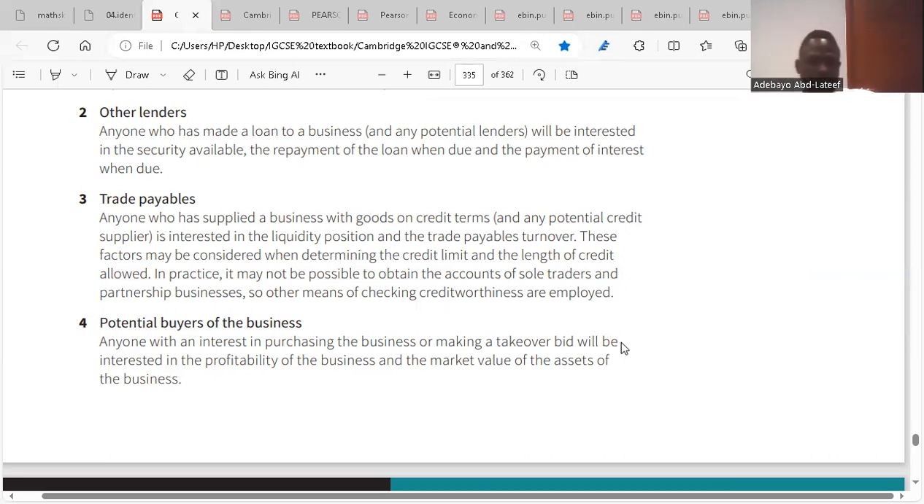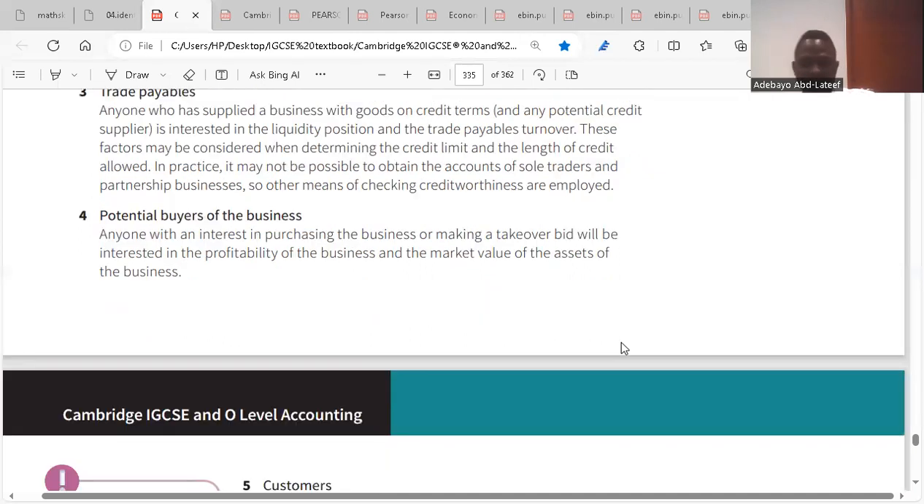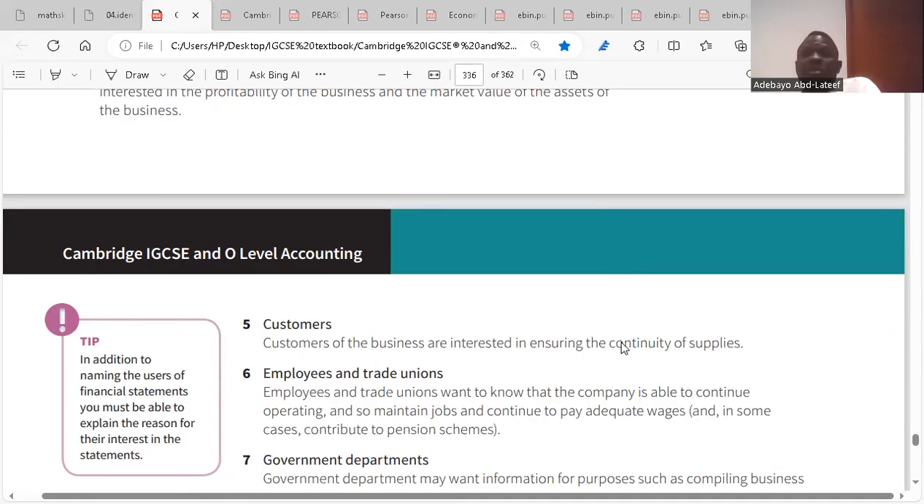Potential buyers of the business: why do they need your financial statement? Anyone with an interest in purchasing the business or making a takeover bid will be interested in the profitability of the business and the market value of the assets of the business. They want to be sure that there will be a return on their investment, that if they are putting their money here, the return is high. That means the business will be able to make profit. They want to be sure that there are more assets than liabilities before they buy.